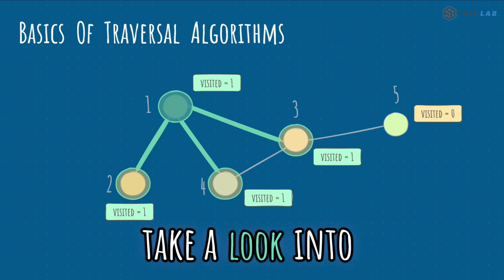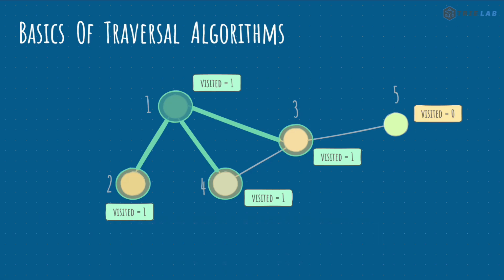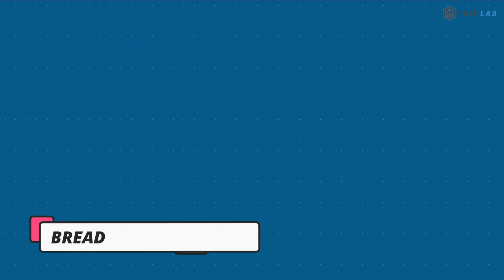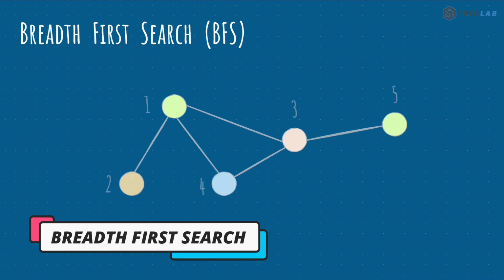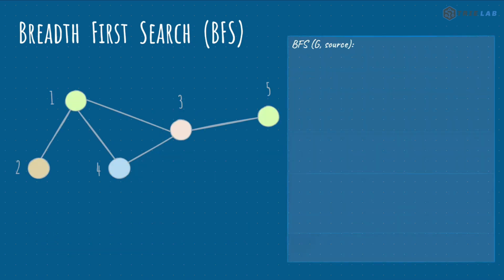We will now take a look into two of them, and we will start with breadth first search. But before that, there is one important idea that I want you to keep in mind while exploring these algorithms. That is, how do you discover the child nodes? Now, this is really the key, and it underpins every graph traversal technique that we will see. So let's begin with breadth first search, which uses a queue to keep track of the discovered nodes or the child nodes. Let's walk through what the algorithm looks like.